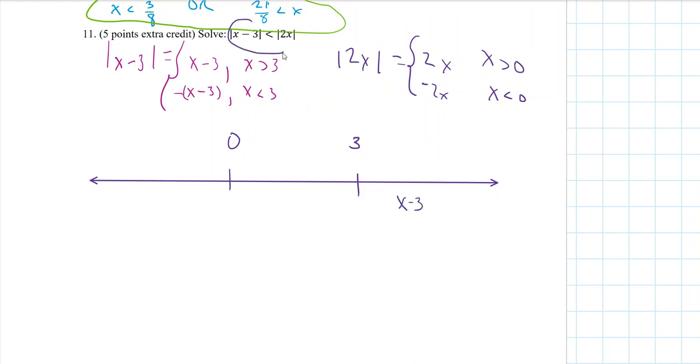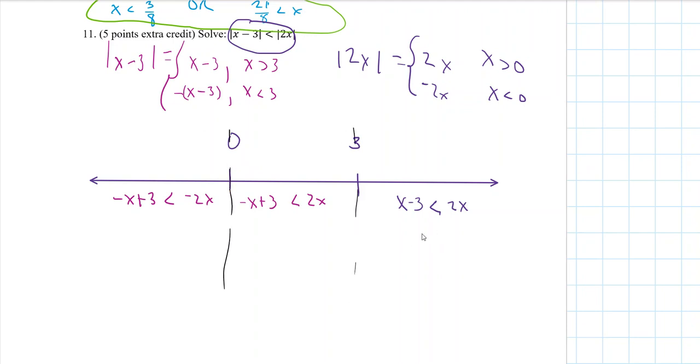I'm rewriting this now without the absolute values. It is less than 2x, which is also positive, so I can just solve that. In the middle range, x is bigger than 0, so this I can write as 2x. But over here, x is less than 3, so now I'm going to distribute, that's minus x plus 3. That's how I write that inequality. And over here, less than 0, this one is switched and this one is switched, so I rewrite it: minus x plus 3 is less than minus 2x. Now I have 3 different ranges to work in.